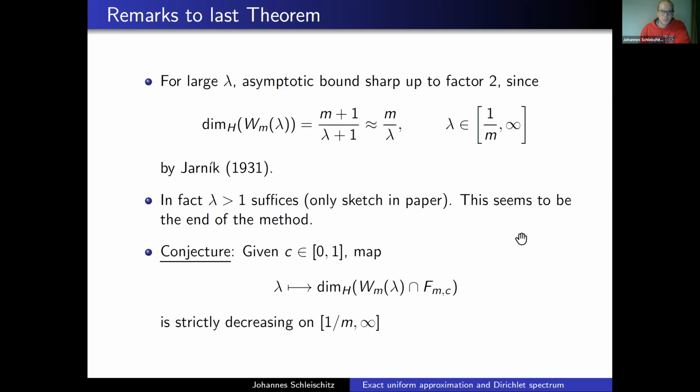And the conjecture would be that this map is decreasing. Yeah, this is a conjecture. Given a fixed C, you would naturally expect that, because Wm clearly decreases, as you see in the first displayed equation, you would still expect it for the intersection. Is it continuous? I would guess so. But I don't know anything about it yet.